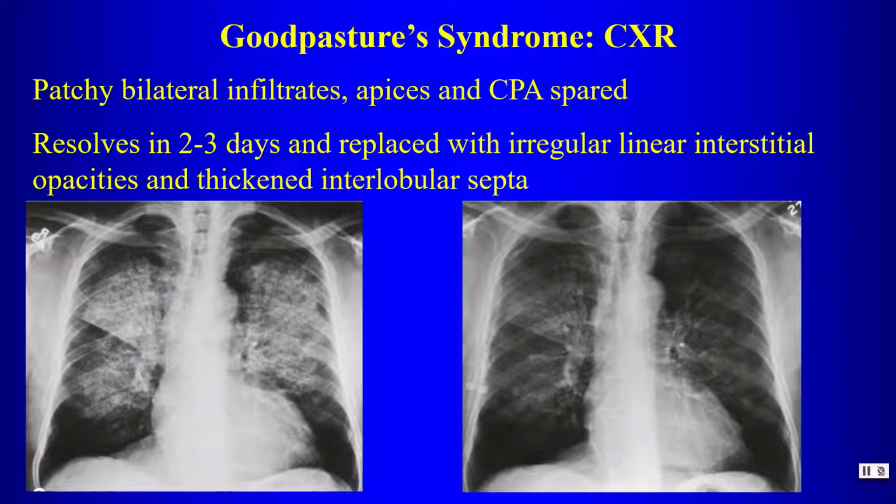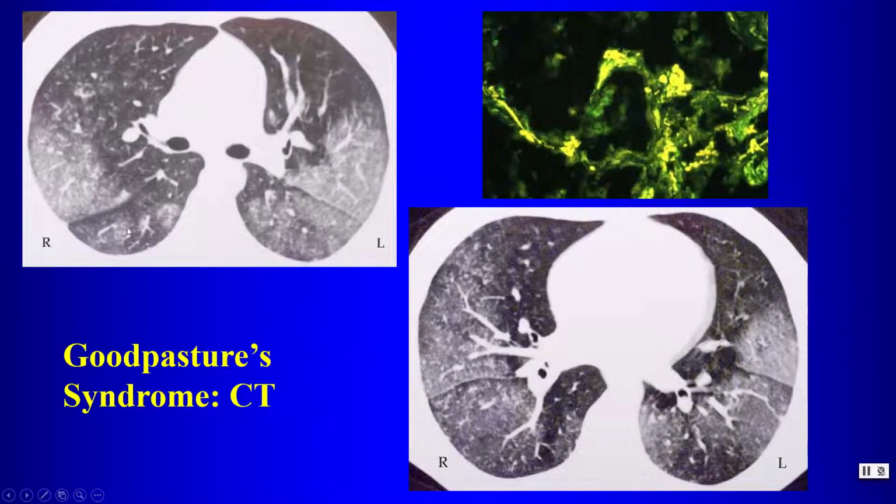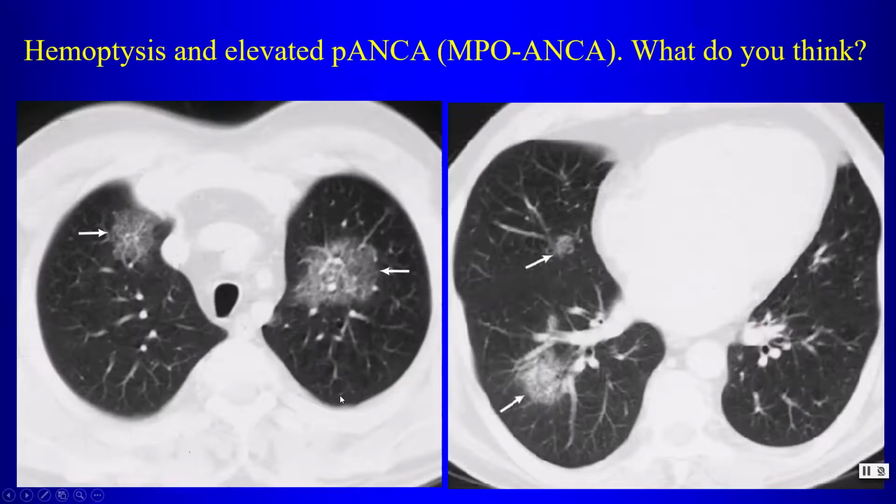So these patients can have bilateral consolidations, usually resolves in a few days, and you might have residual linear or reticular opacities. So here's an example of Goodpasture syndrome, predominantly ground glass opacities there within the lung, immunofluorescence here, staining for the antibody, telling you it's a positive diagnosis for Goodpasture syndrome.